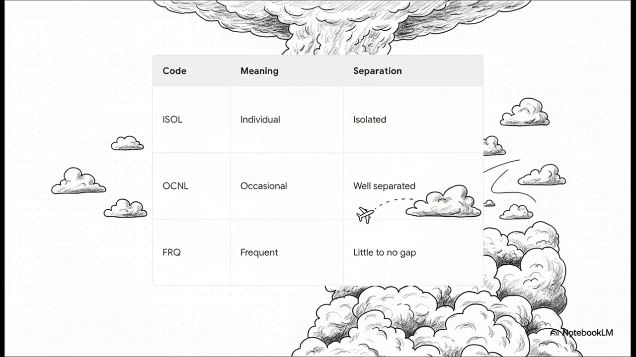ISOL means isolated. You're dealing with individual, isolated cells. OCNL is occasional, meaning the storm clouds are well separated and a pilot can usually navigate safely around them. But FRQ, that means frequent, and it is a nightmare. It means there's little to no separation between the clouds. Trying to find a safe path through a frequent line of storms is incredibly difficult and honestly really dangerous.